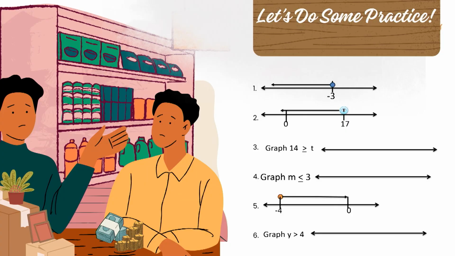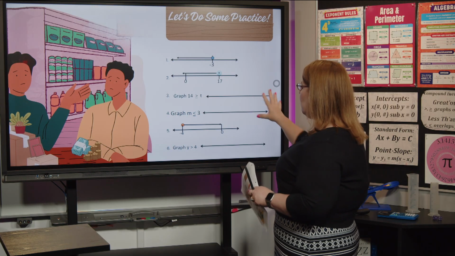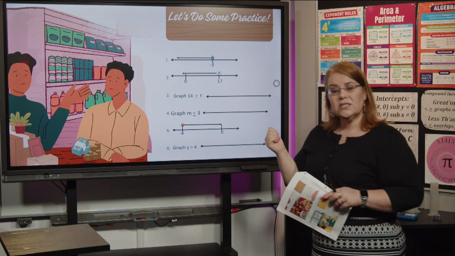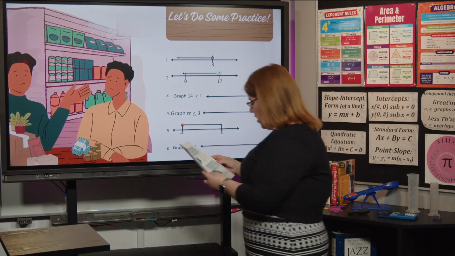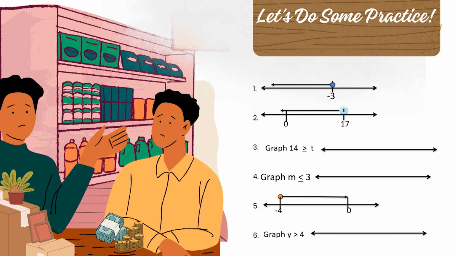Let's do some practice. All right, so what we're going to do here is we're going to write inequalities or we're going to graph the inequalities. So I'm going to do this on my board. You do this on your paper, and then let's see what we got. So here we go. Number 1. So I see that I have a closed circle, so I'm going to have some type of equal to, and then I have negative 3. So I'm going to have negative 3 is greater than or equal to my unknowns, or my unknowns are less than or equal to negative 3.